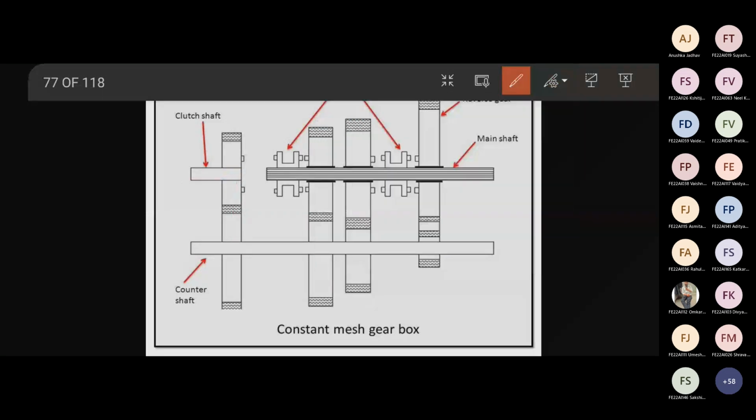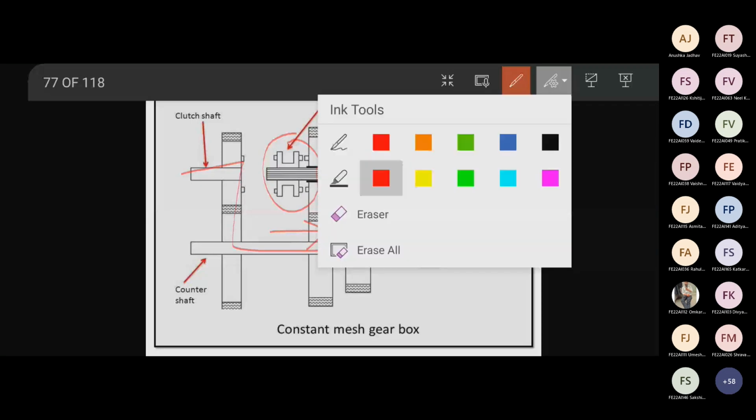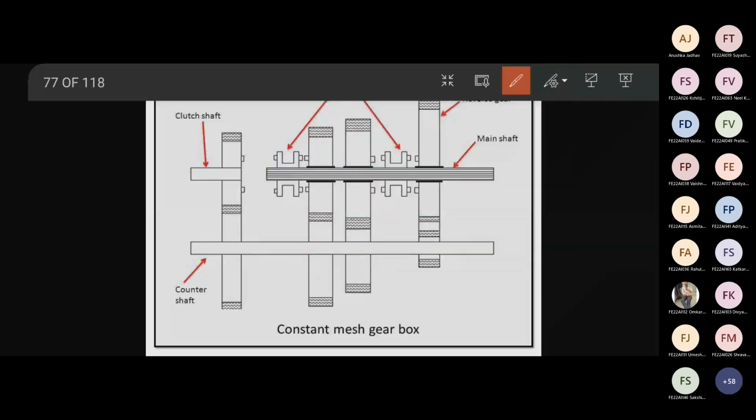Now second gear. In second gear, this dog clutch will be moved in this direction and the gear will be connected and your power flow will be like this, right? And in case of third gear, what will happen? This dog clutch will engage here directly, right?